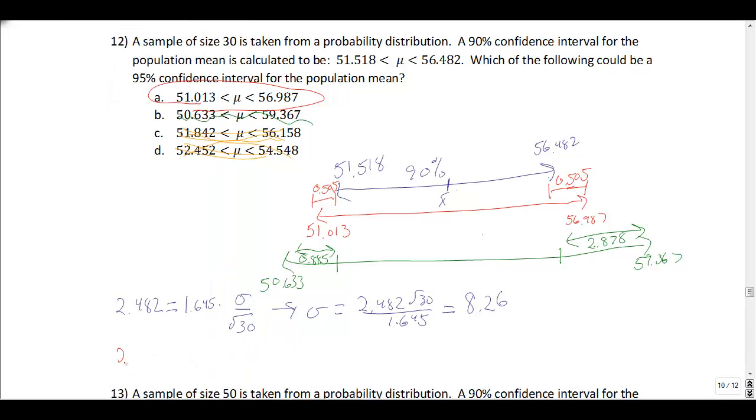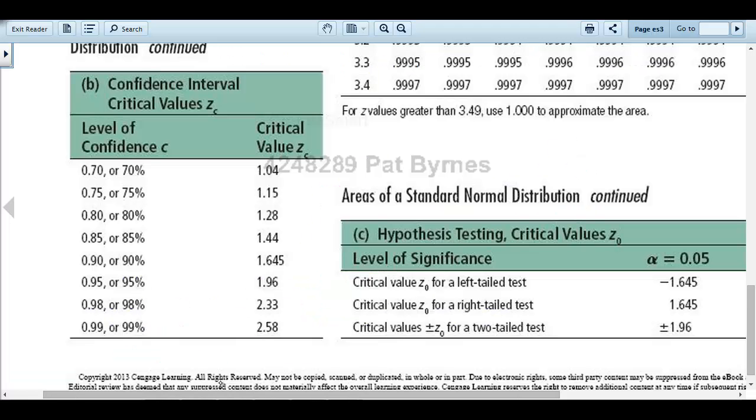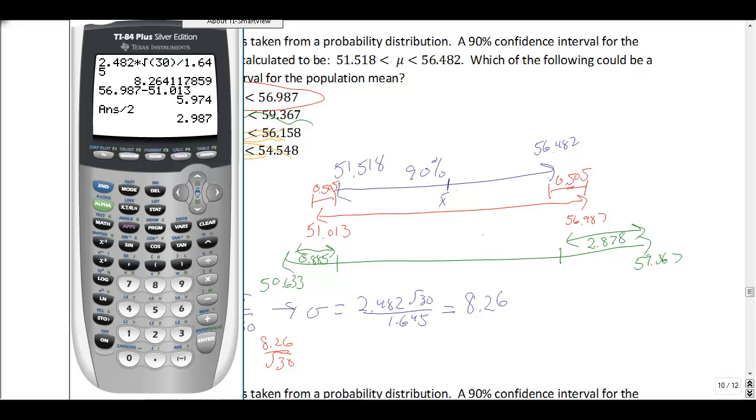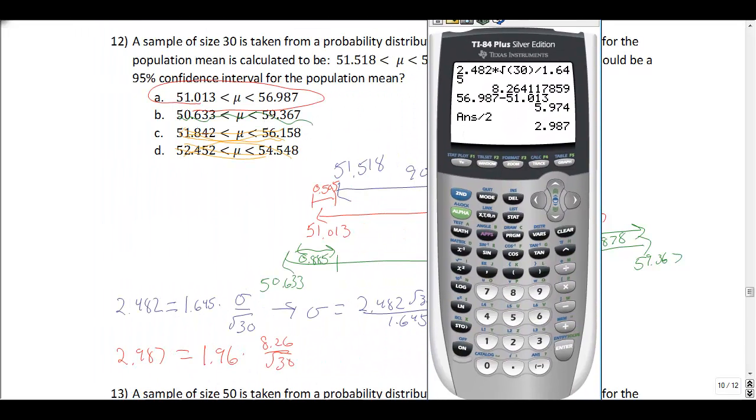2.987, so I expect to get 2.987 equals, now our new critical value, not 1.645, for 95% it's 1.96 here. So 1.96 times sigma, we know sigma now, 8.26 over square root of 30. So the question is, does this actually work out? So I get 1.96 times 8.26 divided by square root of 30. Hope is I get 2.987. There's a little bit of error there.